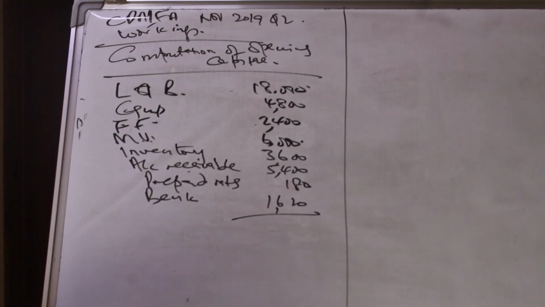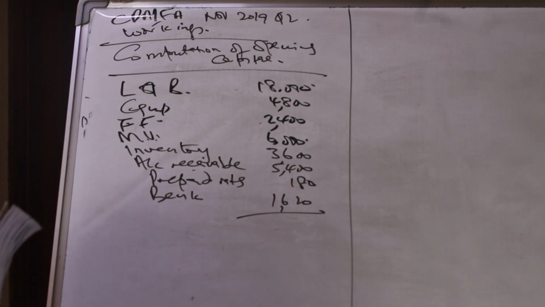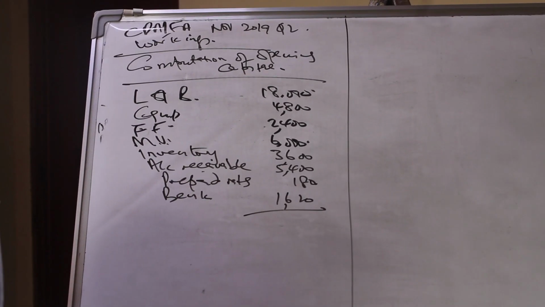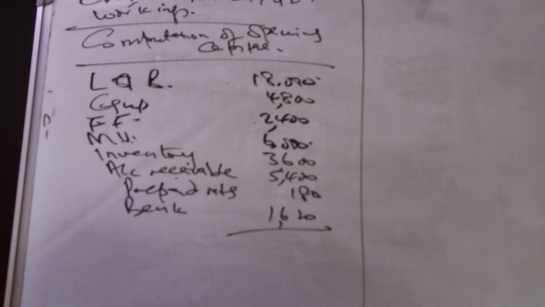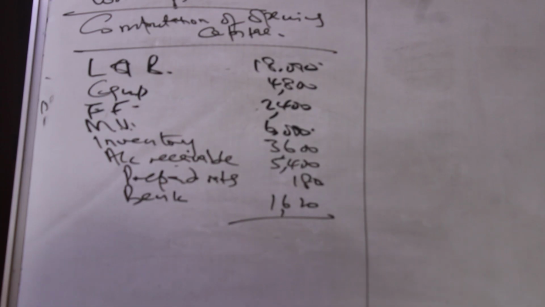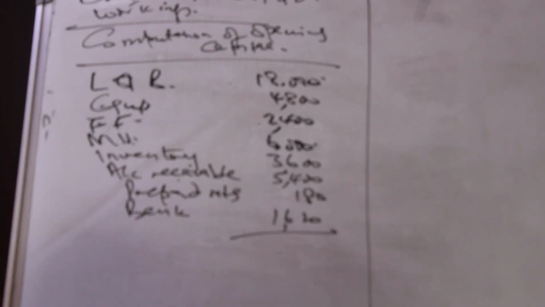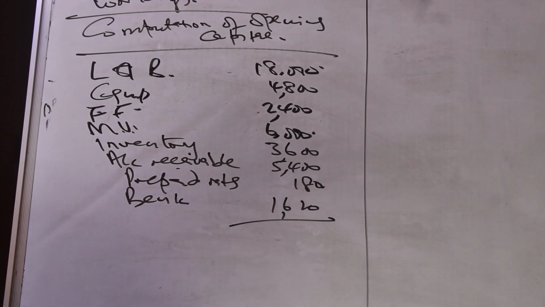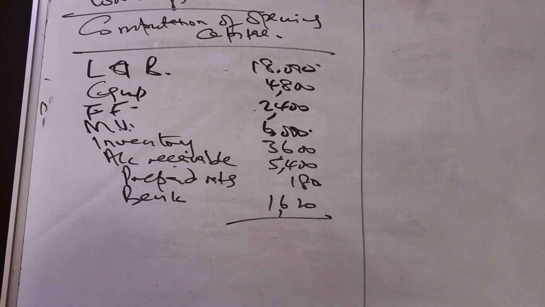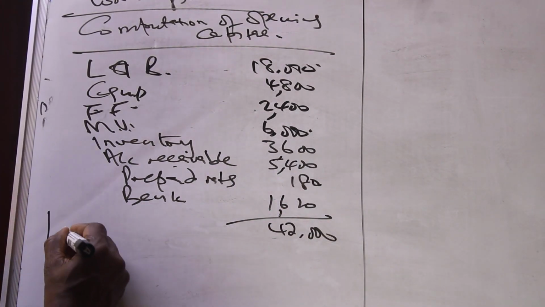So we add them up. 18,000 plus 4,800 gives 22,800, plus 2,400, plus 6,000 is 9,600, plus 5,400, plus 180, plus 1,620, we get a figure of 42,000. That becomes 42,000 less liabilities.